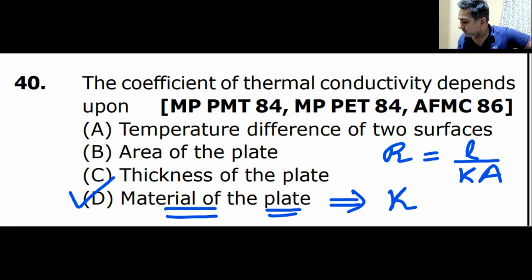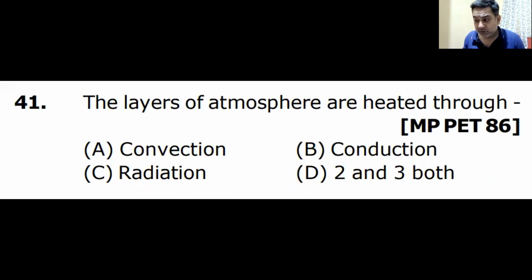Let's see if you can do this one. Most of the questions are oral questions. They don't require calculation. They are just based on your knowledge. Question number 41. The layers of atmosphere, different layers of atmosphere. The temperatures are different. As you go higher up, temperature decreases. The layers of atmosphere are heated through A, B, C, D: convection, conduction, radiation, 2 and 3 both.